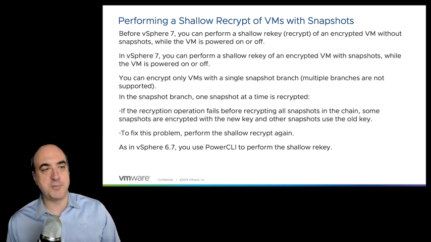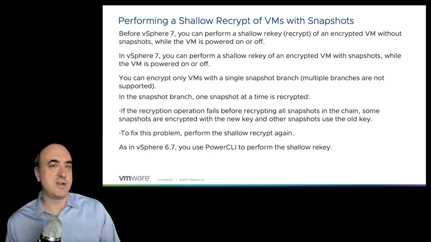And if the recryption operation fails before recrypting all snapshots in the chain, you end up with snapshots that are encrypted with the new key and other snapshots with the old key. That's not a good condition to be in. Basically, what you have to do is a shallow recrypt. By the way, these are not things that are done in the user interface. This is a PowerCLI operation to do a shallow rekey.